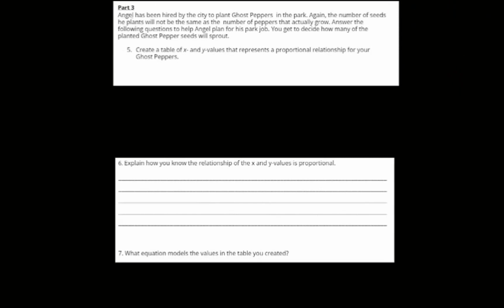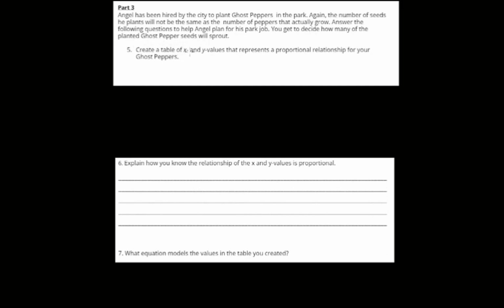Let's advance to the last part. Angel has been hired by the city to plant ghost peppers in the park. Again, the number of seeds he plants will not be the same as the number of peppers that actually grow. Answer the following questions to help Angel plan for his park job. You get to decide how many of the planted ghost pepper seeds will sprout.